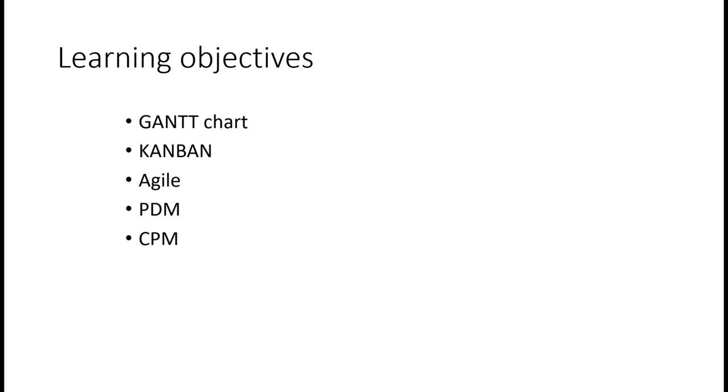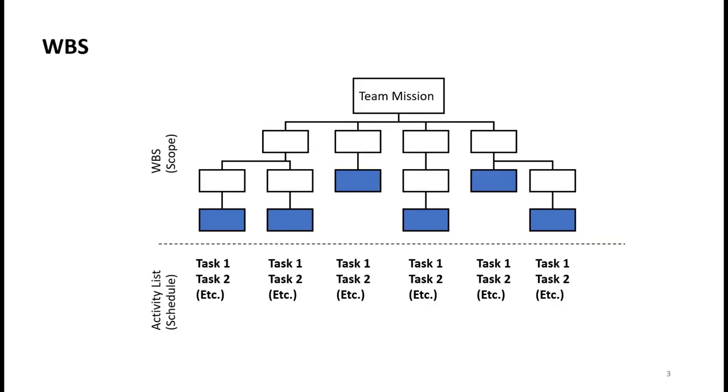So the main learning objectives in this section is to understand some of the tools for project scheduling, and these are Gantt chart, Kanban, Agile, PDM, and CPM. So let's try to understand each of these one by one now.